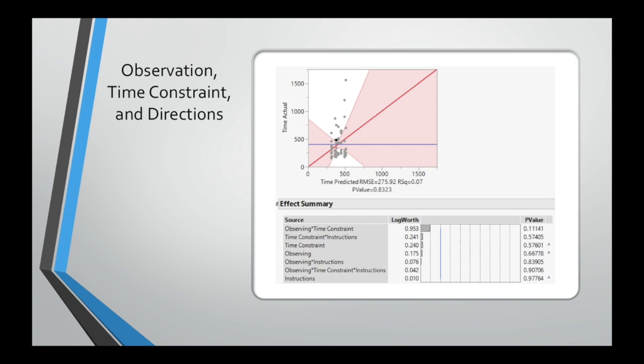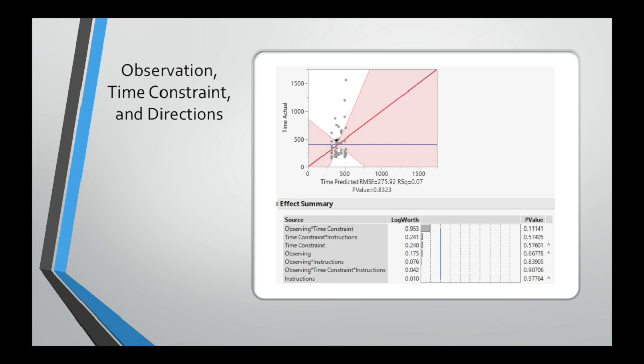Now we will discuss the results. The effect summary tells us that none of the main effects of observing, time constraint, and instructions are significant. None of their interactions are significant either. It could be argued that the interaction between time constraint and observation was almost significant at an alpha equal to 0.10, since the p-value of 0.11141 was just above that.